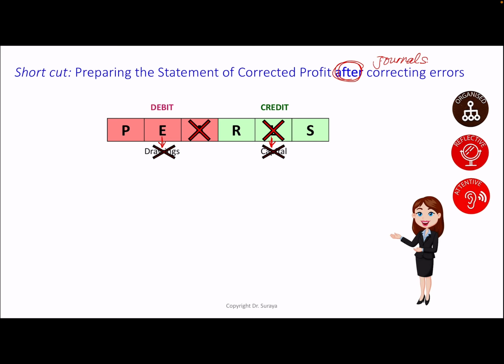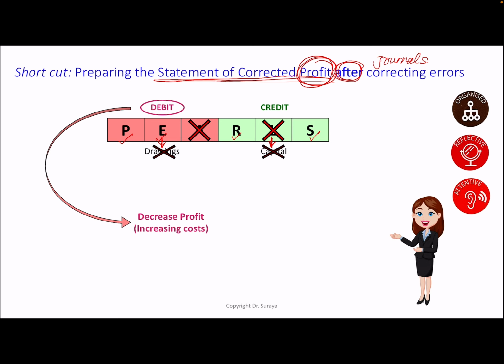For the purpose of preparing statement of corrected profit, we do not need drawings, we do not need assets, we do not need capital and liability. Why? Because profit is only affected by purchases, expenses, revenue, and sales. Right? Profit is only affected by purchases, expenses, revenue, and sales. So any drawings, any assets, any liabilities, any capital, cross it out. You don't need it. Okay. Now, think about this way.